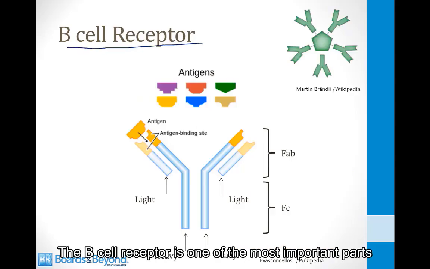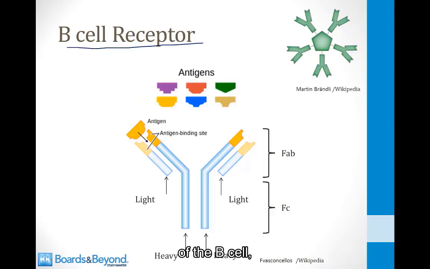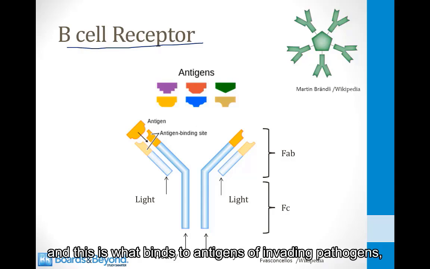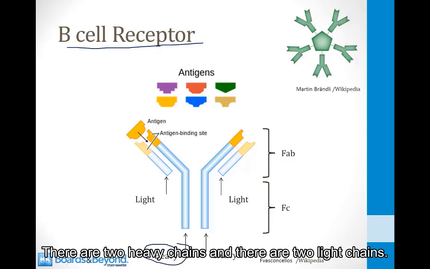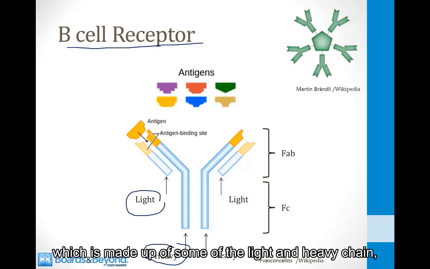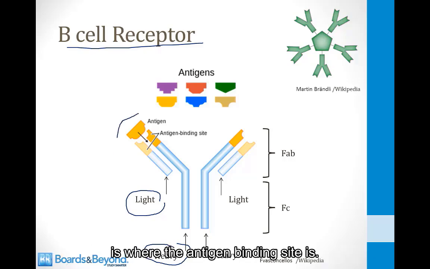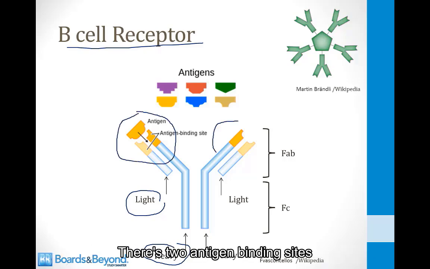The B cell receptor is one of the most important parts of the B cell. It's found on the surface of the cell, and this is what binds to antigens of invading pathogens like bacteria and viruses and parasites. The B cell receptor is made up of 4 chains. There are 2 heavy chains and 2 light chains. And this outer portion here, which is made up of some of the light and heavy chain, is where the antigen binding site is. There are 2 antigen binding sites on a B cell receptor.